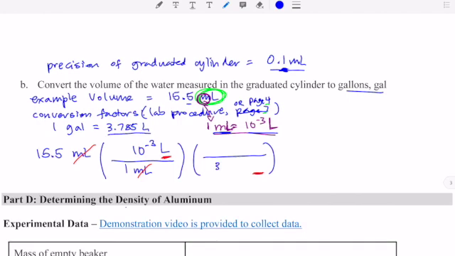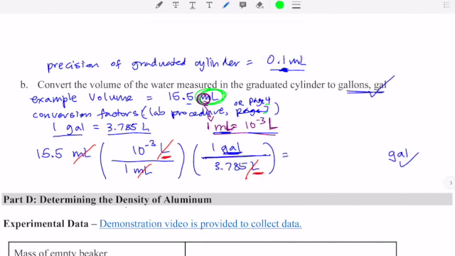This is 3.785 liters, and then on the top is the other side of the equality, 1 gallon. So what cancels out are liters and liters, and the units you're left with are gallons. So leave some space, put gallons or GAL. And that's good because that's what we're trying to solve for. Once the units check out, then you can go to the calculator.